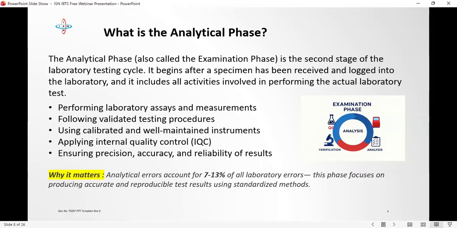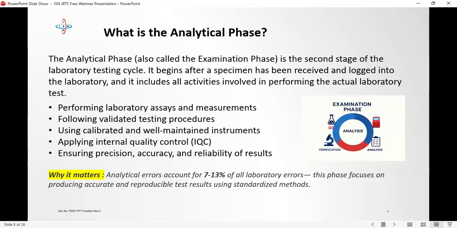It's just for the analyzer to carry out the analysis. That is on. So people usually feel that this is the comfortable phase. This is where we deal with instruments, reagents, calibration, and also quality control. All of this is where I want to introduce a very important concept, the difference between precision and accuracy. So before we look at this, the analytical phase is also called the examination phase, right?